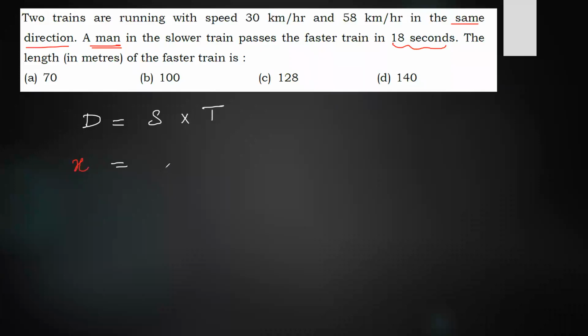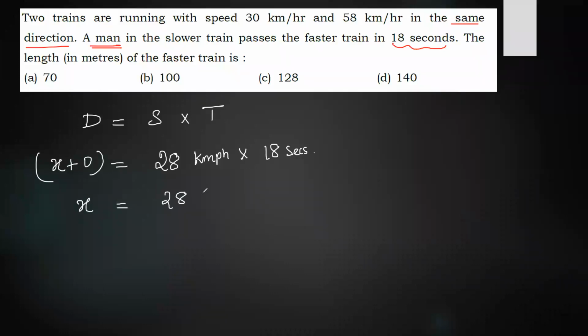Nothing but distance, speed into time. The two trains are running in direction, and we are going to cross a person, a man. So distance will be 0, only the train length. For a person, it will be 0. So we cross a person, right? So x is nothing but only the train length.